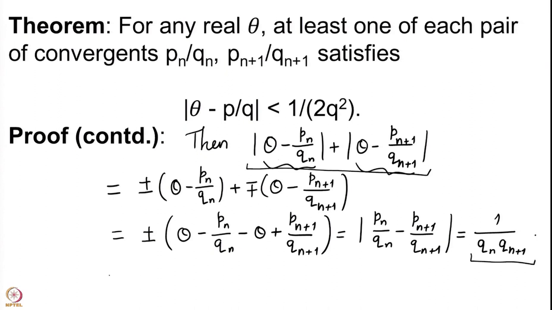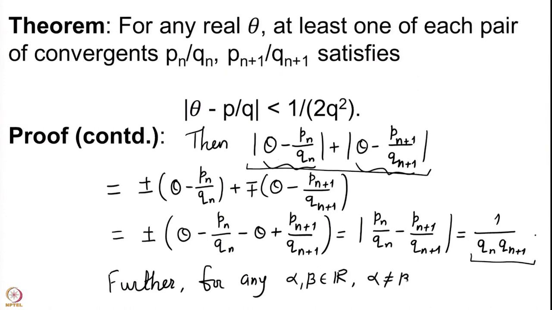Further, we use one inequality for any alpha, beta which are distinct. We have two times alpha beta is less than alpha square plus beta square.